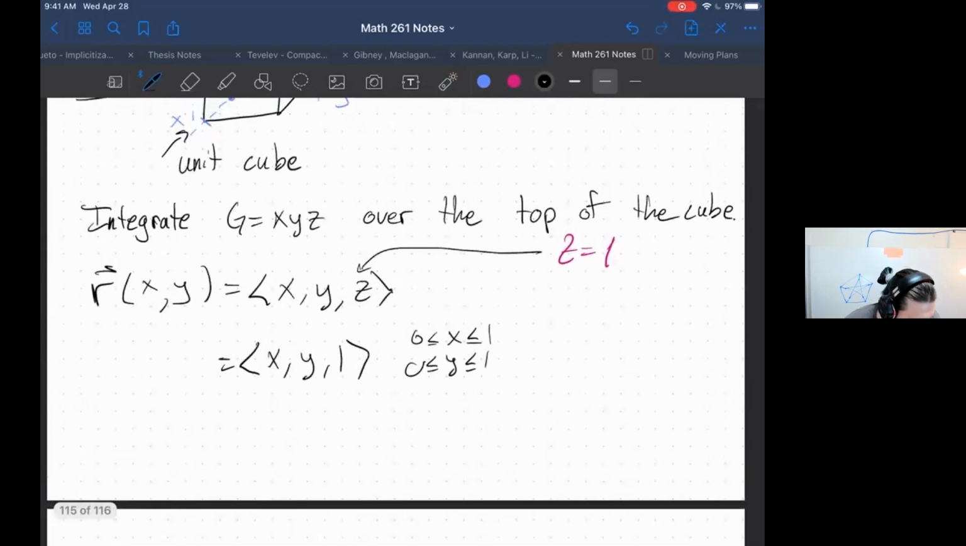Okay, so we have our surface. We need the partial derivatives, our x and our y. Well, again, these are pretty easy.